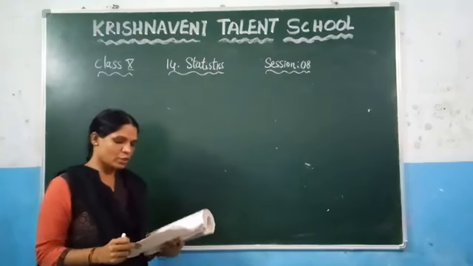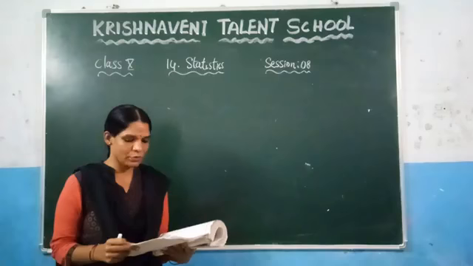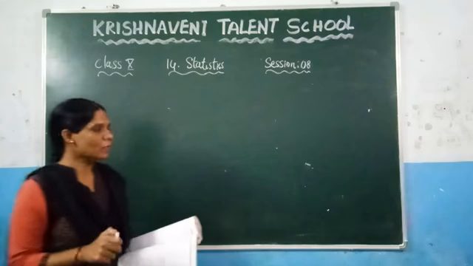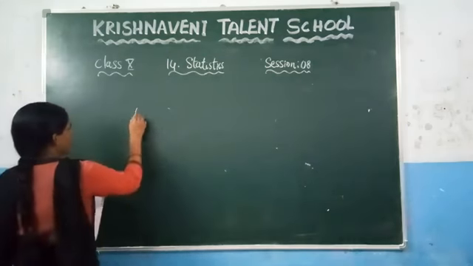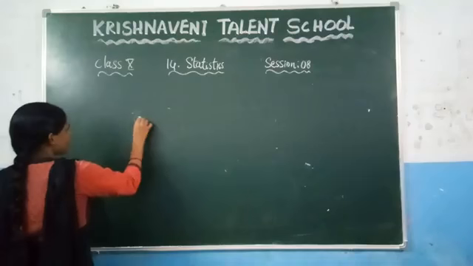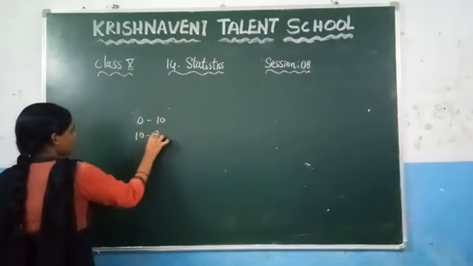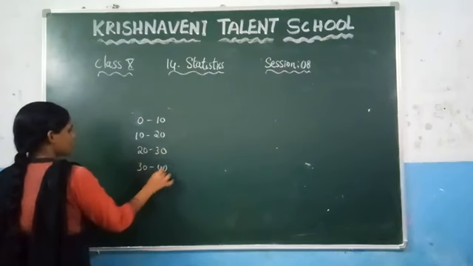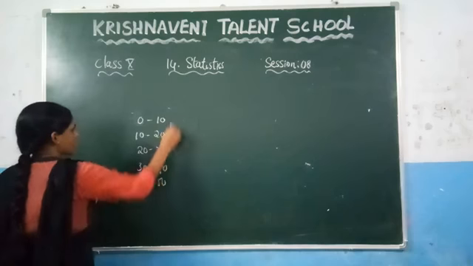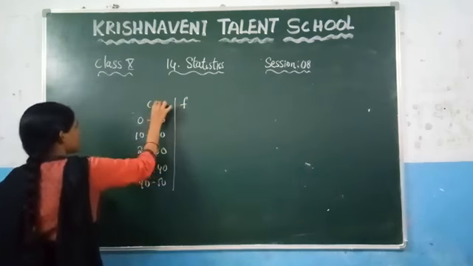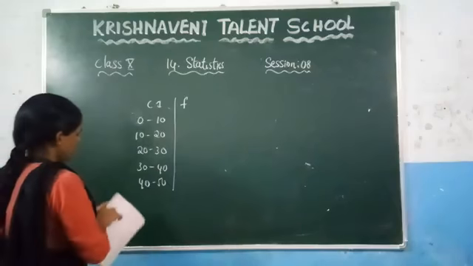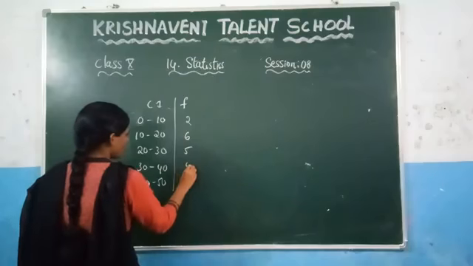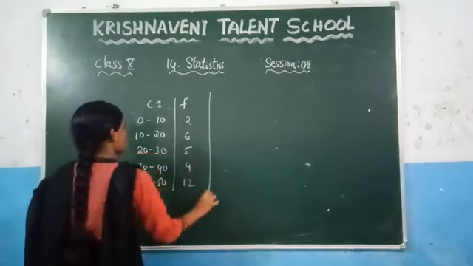See, directly we are going to solve the exercise. So, in that, we are going to learn about the less cumulative frequency and the greater cumulative frequency. Now, here, before that, suppose you have given any class intervals, let us suppose the class intervals as 0 to 10, 10 to 20, 20 to 30 and 30 to 40. Let us consider the class intervals like this and let us consider the frequencies here as 2, 6, 5, 4, 12. Let us consider the frequencies like this.